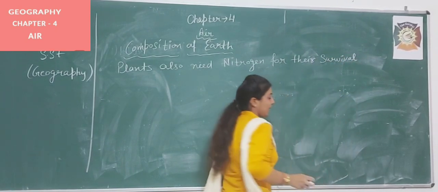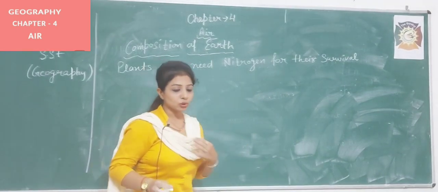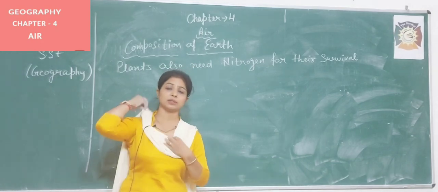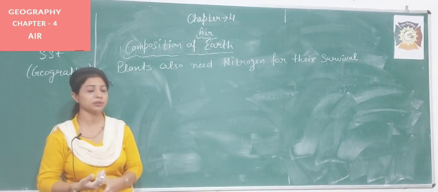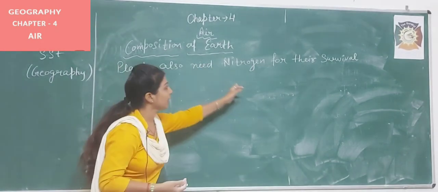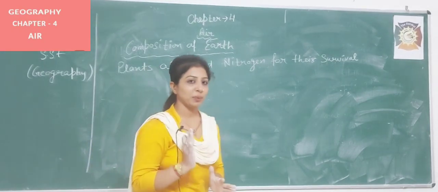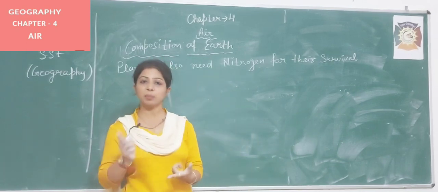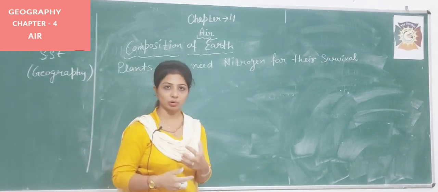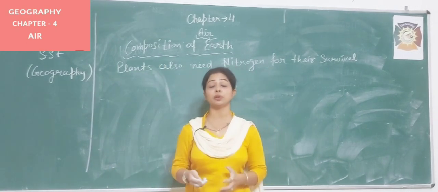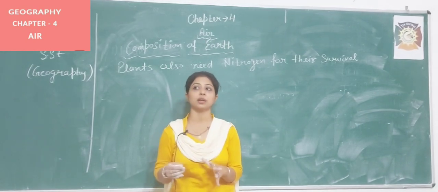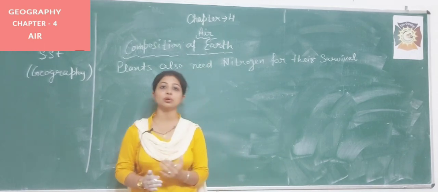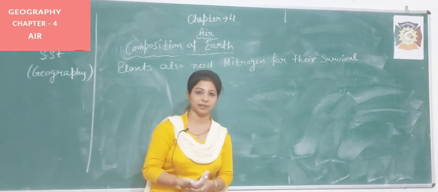Okay, plants also need nitrogen. Now you were thinking that plants use carbon dioxide to produce food, but here I am writing nitrogen. Yes, plants use carbon dioxide, but carbon dioxide is a main component. They use nitrogen also. Plants use nitrogen for the process of chlorophyll also. So plants use nitrogen as well as carbon dioxide.